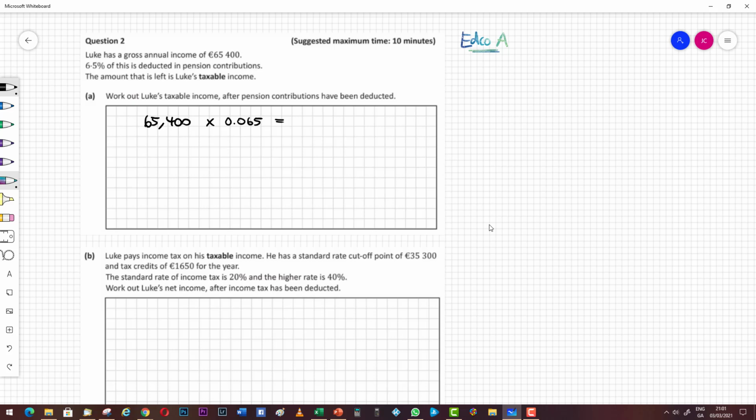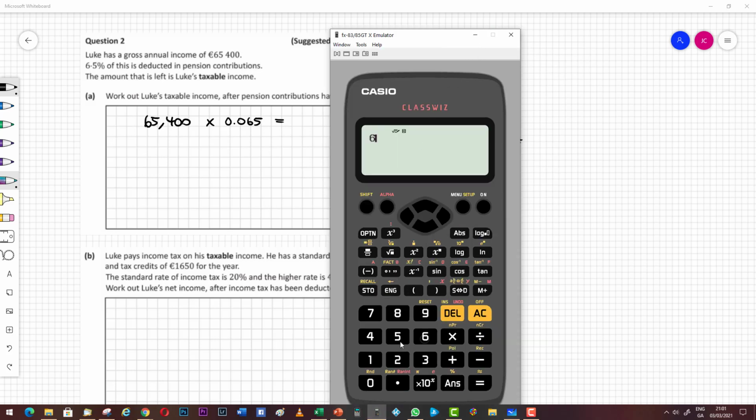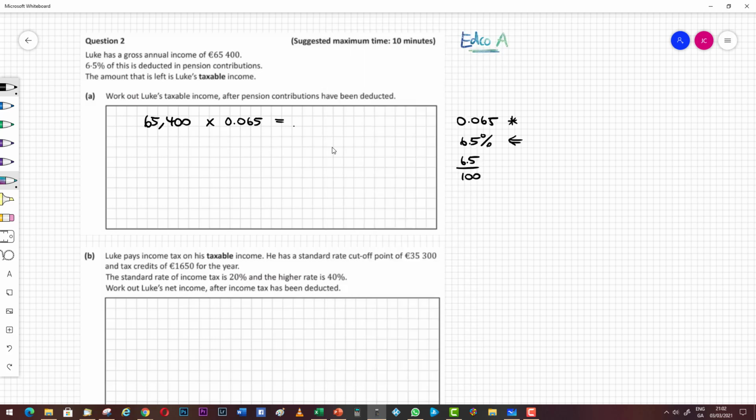0.065. It would be okay to also multiply by 6.5 and use the percentage button, or you could even multiply by 6.5 over 100. But I always try and put in the decimal, even though the percentage button is probably the second best way to do it. So let's take out the calculator and find 6.5% of 65,400. So 65,400 times 0.065, and that's equal to 4,251.